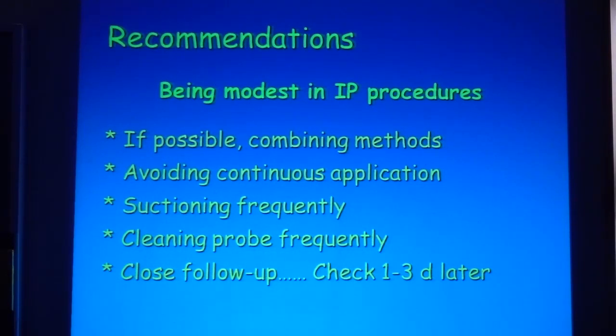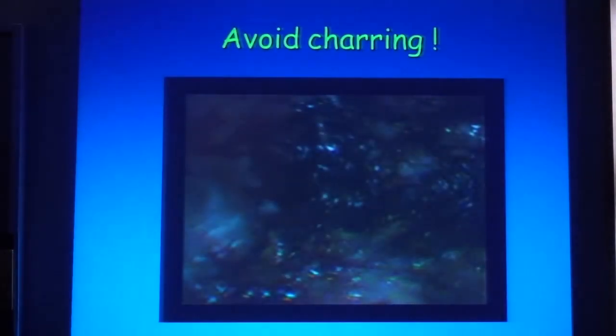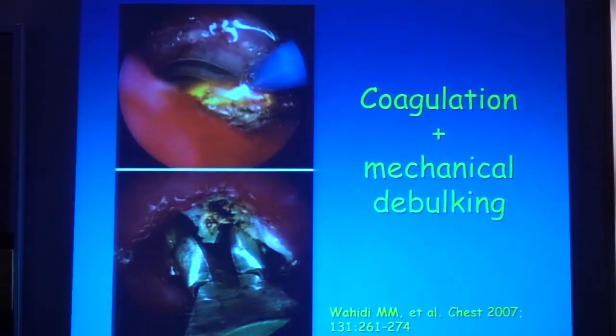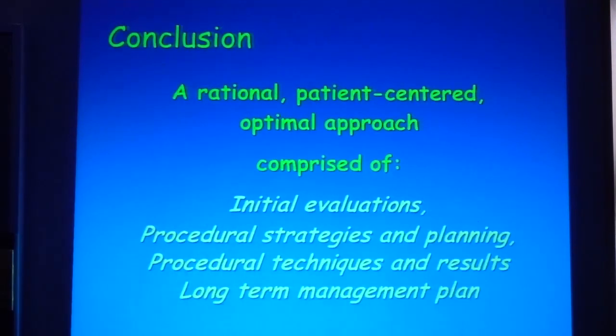The best thing in being a doctor or in interventional pulmonary procedures is close follow-up. Even if you don't know everything, if you're a good follow-up person, you will have less complications. Check 1 or 2 days later, maybe 1 month or 2 months later too. Avoid charring when you're doing hot treatments. And coagulation plus mechanical debulking combined decreases the number of complications. My conclusion is there should be a rational, patient-centered, optimal approach comprised of initial evaluations, procedural strategies and planning, procedural techniques and results, and long-term management plan.